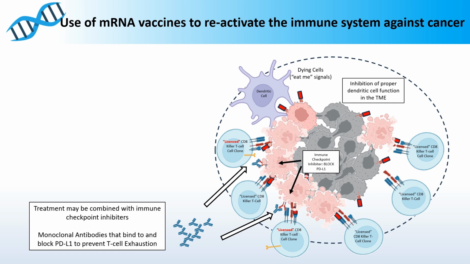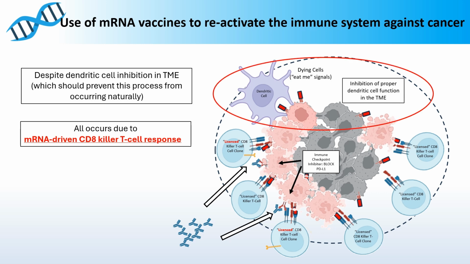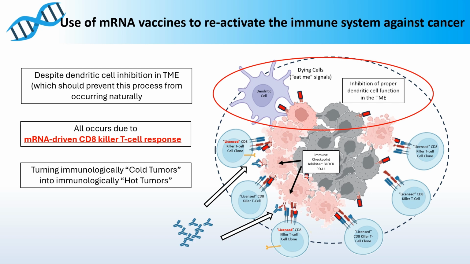And in theory, either with or without these checkpoint inhibitors, this mRNA-driven CD8 killer T cell response should help eventually destroy the tumor, despite the fact that dendritic cell inhibition is still ongoing in the tumor microenvironment, which should, under normal circumstances, prevent this beneficial response from happening in the first place. So you go from a situation of having tumors where there is no useful immune response occurring, which are referred to as cold tumors, to a situation where you have tumors where these processes have been kickstarted once again, and these are referred to as hot tumors.